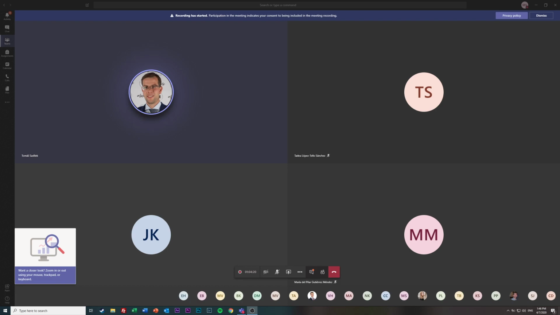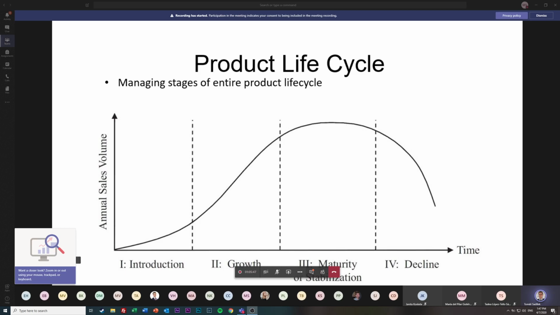So now on slide number 14, one more tool used in the internal analysis is the product life cycle. I hope that you know this line from some introduction to marketing. This is a line that describes the stages of the entire product life cycle in terms of time and in terms of annual sales volumes.